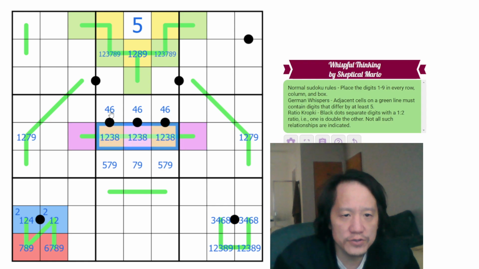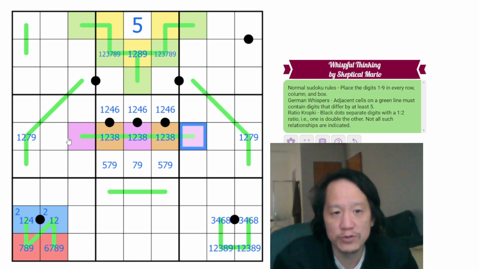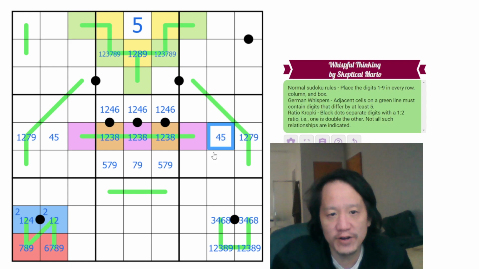So we know this is also 1, 2. This is 1, 2. Okay, so none of these are 9. Because none of these are 9, that means 4 can never be in one of these two cells, right? Because 4 has to be next to 9 on a German whisper line. Therefore, this is a 4-5 pair, a 4-5 pair.